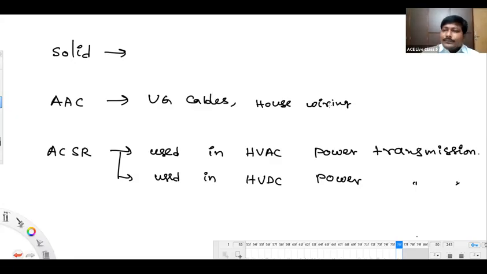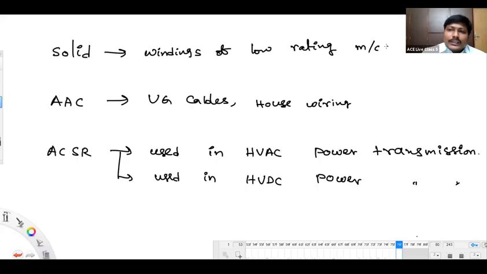Where will we use solid conductors? For low rating machines, we will be using solid. Windings of low rating machines will use the solid conductor.